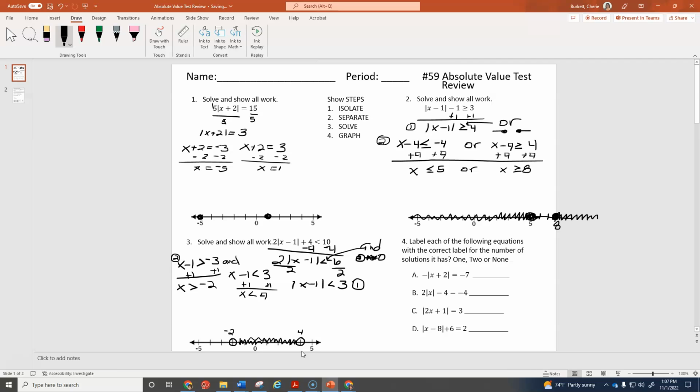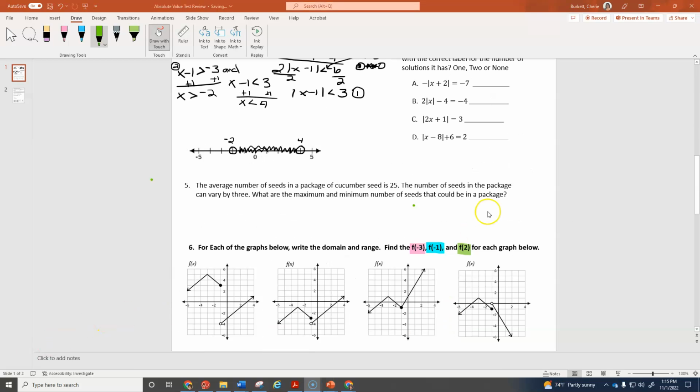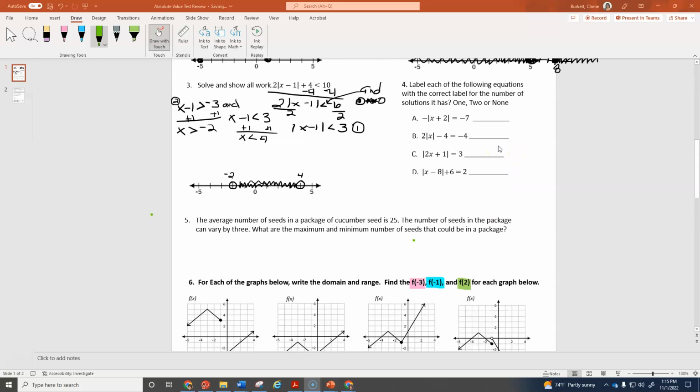Label these as either 1, 2, or none. I would highly encourage you to use your graphing calculator. I'm going to pause the video so I can open it. So when you're trying to determine whether one of these problems right here is going to have either 1, 2, or none solutions, to do it by sight, you can't answer that question until you isolate the inequality, and you isolate the absolute value.